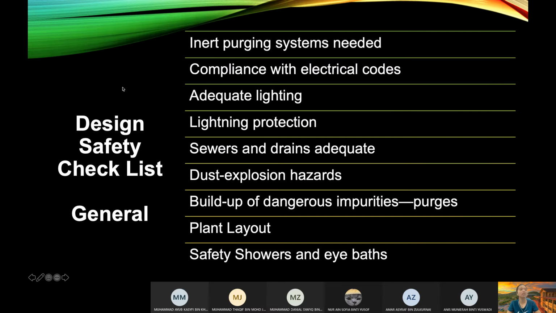Next one, general. Just now this was storage. This is in general. There are many safety considerations. As I told you, I keep repeating this: I don't want you to feel that you have to address everything. You don't need to address everything. For me, what is important is that you address what is most significant for your plant.